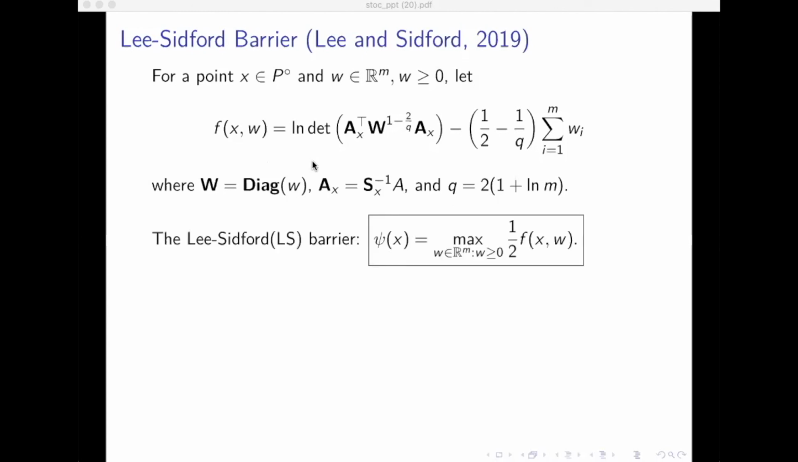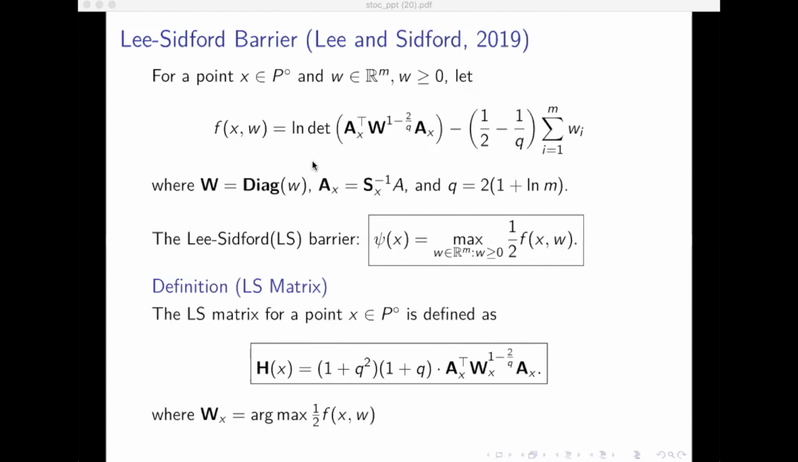Then the Lee-Sidford barrier is equal to the maximum over all weights greater than or equal to 0 of half of f_x(w). To define the LS matrix function, for any point x in the polytope, let wx be the weights that maximize the LS barrier at x. Then the LS matrix is defined as Hx equal to 1 plus q squared times 1 plus q times Ax transpose Wx to the power 1 minus 2 by q Ax.